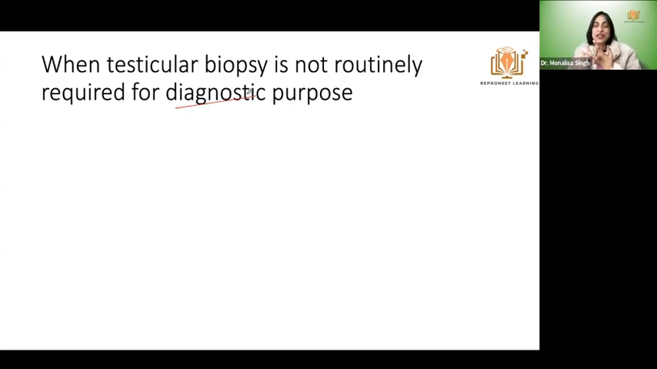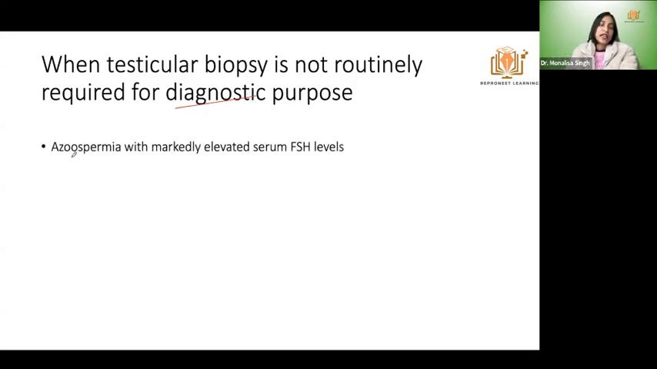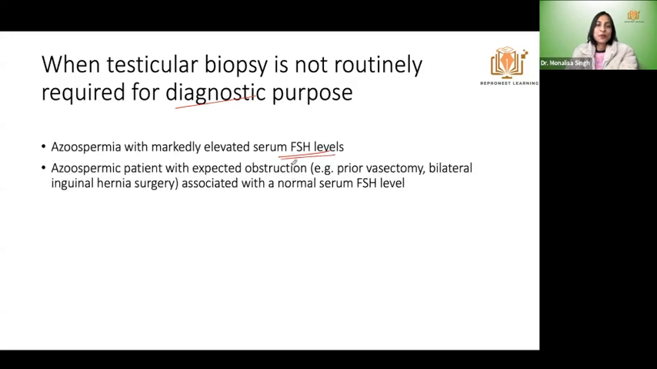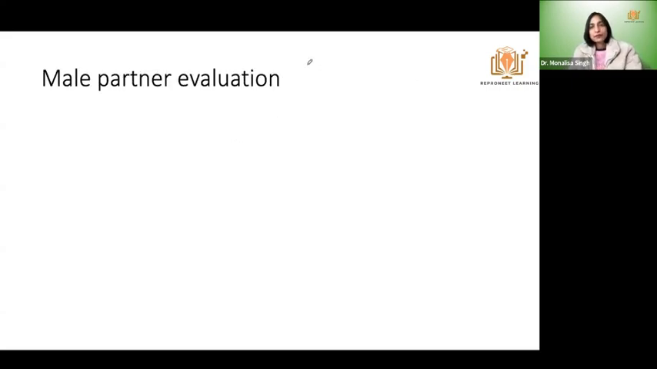If outright obstruction is there, like bilateral absence of vas deferens, don't do biopsy for diagnosis. For management, for retrieval, which cases we do testicular biopsies or TESE or TESA, we'll discuss in the management class. Azoospermia with markedly elevated FSH, you don't need it. Azoospermia with obstruction, you will not do it. Or azoospermia with very low FSH, you will not do.